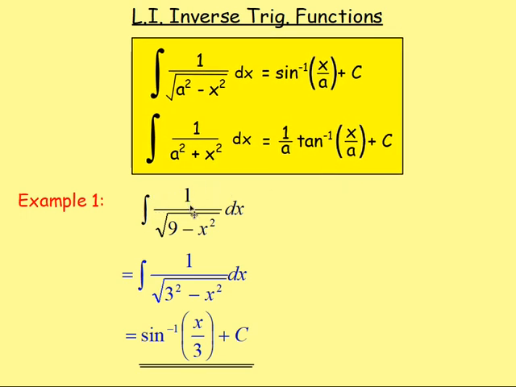So if we're integrating 1 over the square root of 9 minus x squared, well, first thing we need to do is write it in that form. So we know it's the square root, so we're using this one here. We need some number squared minus x squared. So the number squared to get 9 is 3. So we're rewriting that as the square root of 3 squared minus x squared. After that, it's just sine to the minus 1, and you would have x over 3.